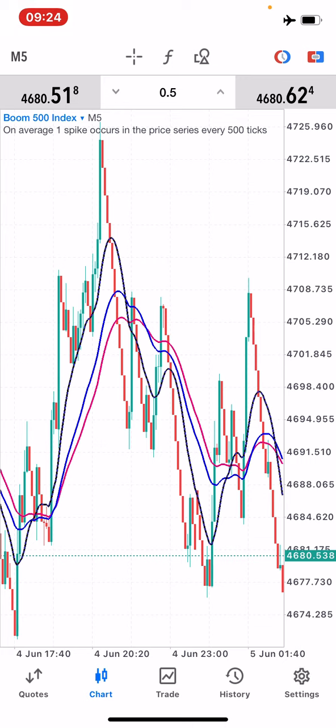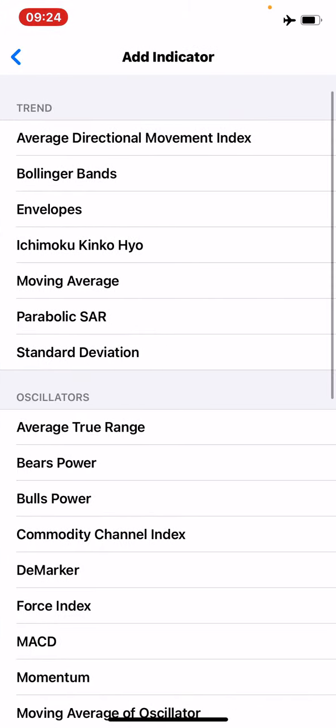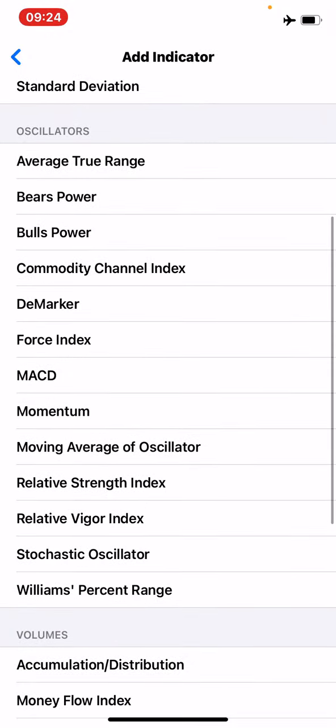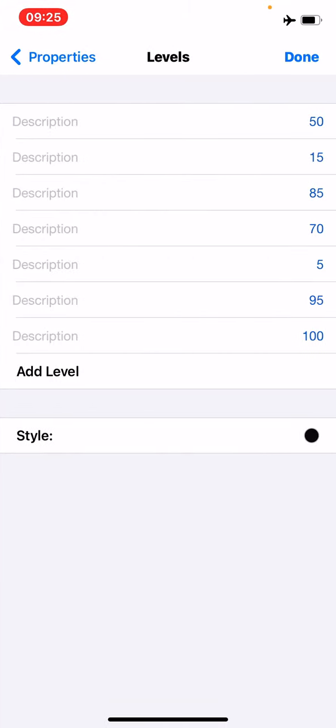Okay, let's continue installing these indicators. Now we want to move to indicator window 1, and the first indicator that's going to be in our indicator window 1 is the RSI, and this Relative Strength Index indicator is going to have the following properties. We have a period of 12, apply to close, and then we have the following levels: level 50, level 15, level 85, level 70, level 5, level 95, level 100.